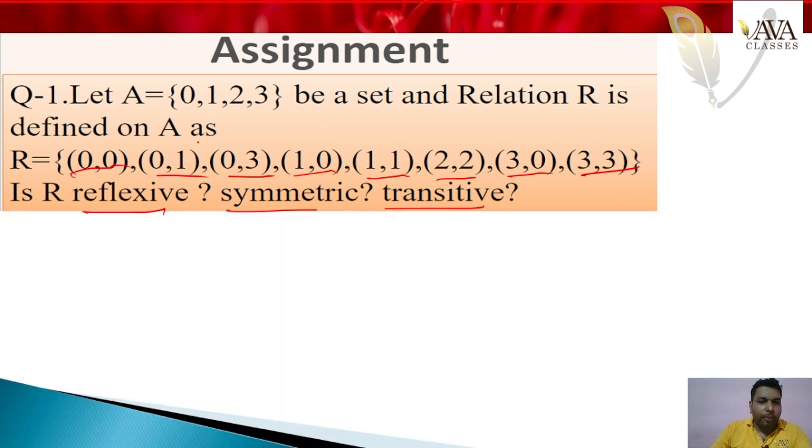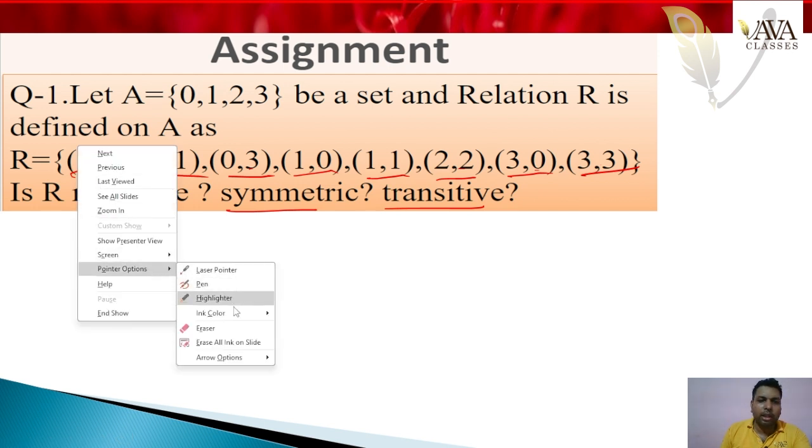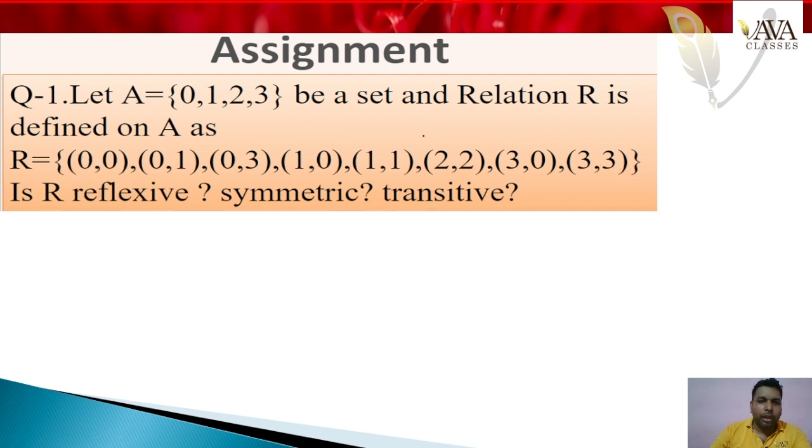Here, R contains (0,0), (0,1), (0,3), (1,0), (1,1), (2,2), (3,3), (3,0), (3,3). There is no S, so the relation is reflexive. Clearly, it contains (0,0), (1,1), (2,2), (3,3), so the relation is reflexive. Now, here, it contains (0,1), (1,0), (0,3), (3,0).